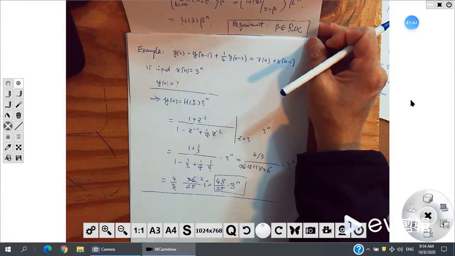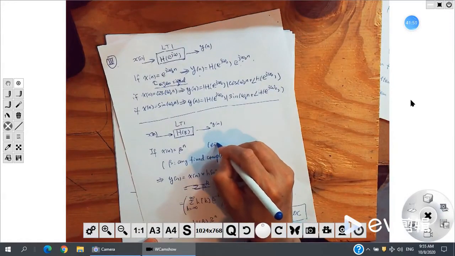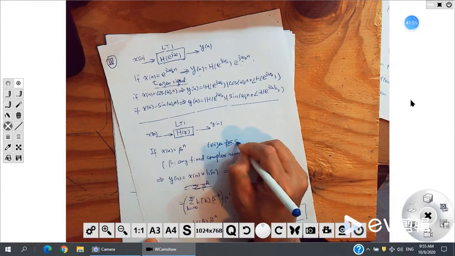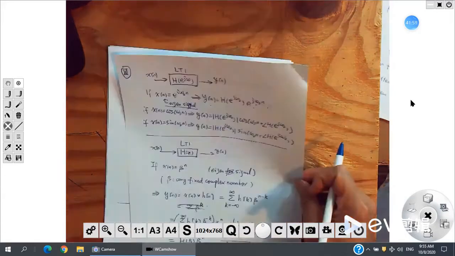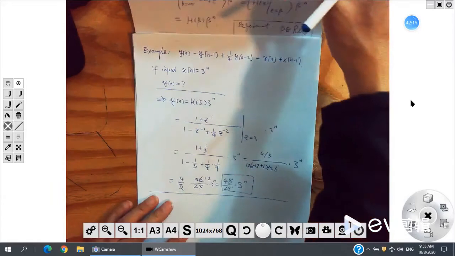So this is for the eigenfunction. This one is also called the eigenfunction, or eigensignal. Same thing. A signal is also a function, a function of n. Okay, we can do some examples.